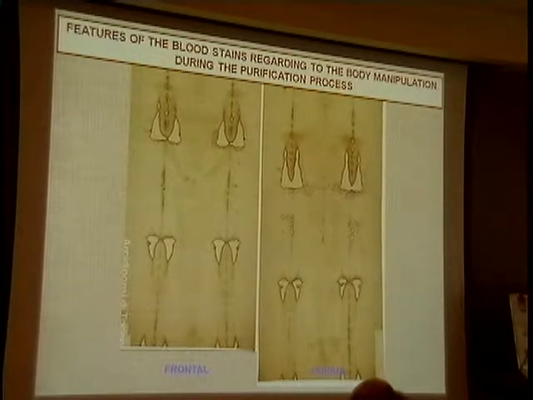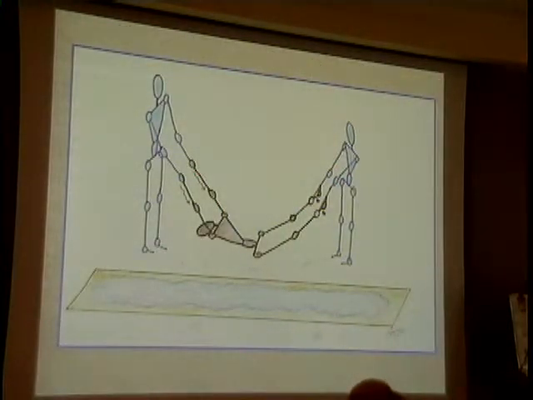Another question is whether the features of the blood stains are related to the manipulation, to what could be a procedure to purify the body. If you see this kind of blood stains, how they are located, and the distribution and direction of them, this is compatible with the procedure that can be used to move the body after the wash into the cloth to be covered by it.